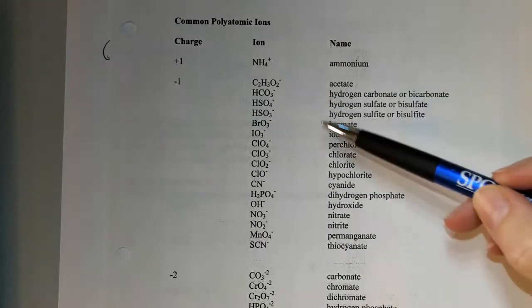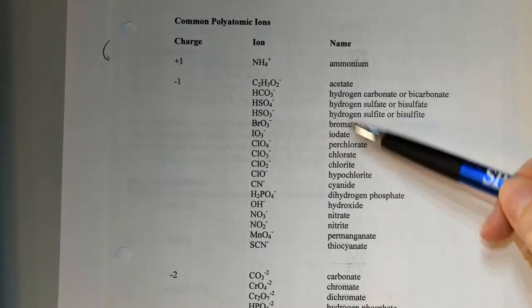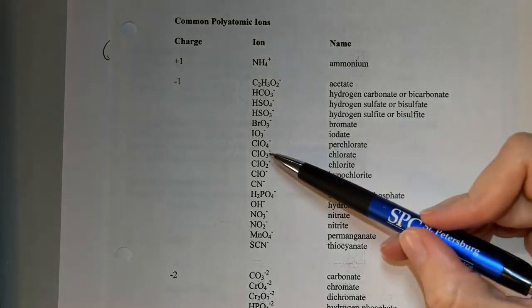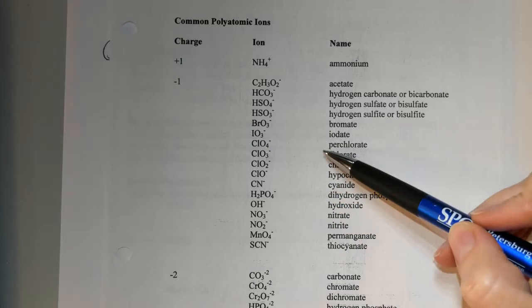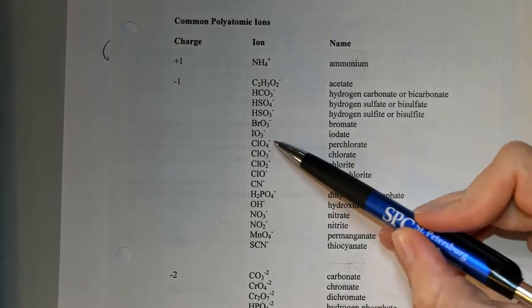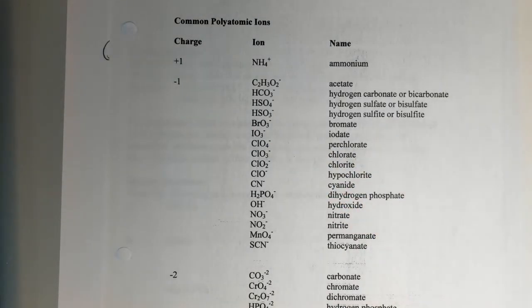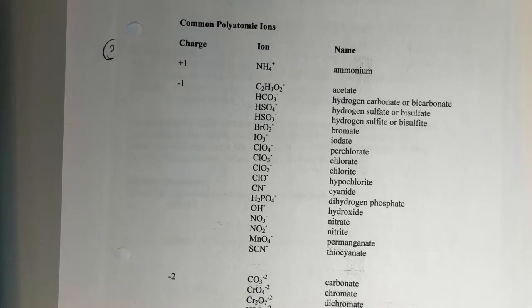So I recommend making flashcards, quizzing yourself somehow, but you need to remember, for example, ClO4 negative 1 is called perchlorate. And the charge is going to be really important when we do equation writing, but also here with nomenclature. So make sure you start memorizing those.